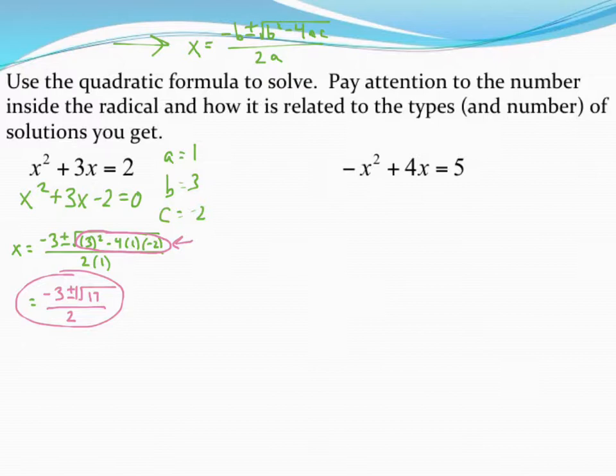Notice it is irrational. The square root of 17 is irrational. That's why the problem wouldn't have factored. But that still represents my solutions. If I were to graph this parabola, like we've talked about before, I would see two x-intercepts, and if I found those two x-intercepts, they'd be whatever the decimal version of this number is.